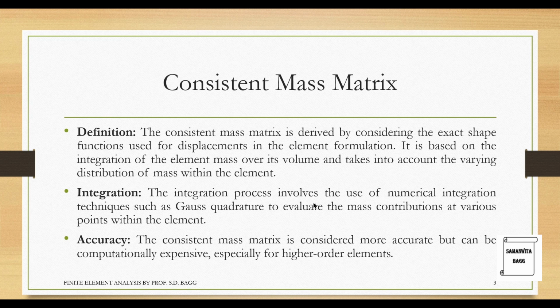The integration process involves the use of numerical integration techniques such as Gauss quadrature to evaluate the mass contributions at various points within the element. So say the element is divided into n number of nodes. What will be the mass contribution at each node is what you can calculate. Accuracy: the consistent mass matrix is considered more accurate but can be computationally expensive, especially for higher order elements.